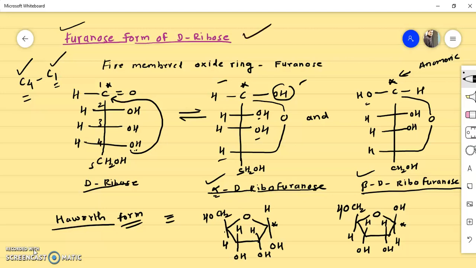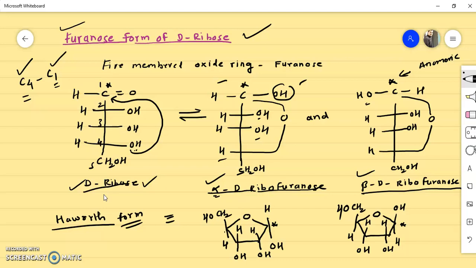Once again I will explain how to draw the furanose form of this D ribose. First of all, you have to draw the Fisher projection structure of this D ribose in this way. So how to remember the Fisher projection structure of D ribose? Just draw a vertical line. The first carbon will be the aldehyde group, the last, fifth carbon will be the CH2OH group. In between there will be three horizontal lines having the three carbons, and all the hydroxy groups are on the right hand side, all the hydrogens are on the left hand side. So in this way you can draw the structure of D ribose.